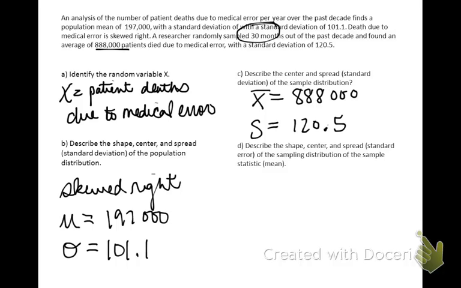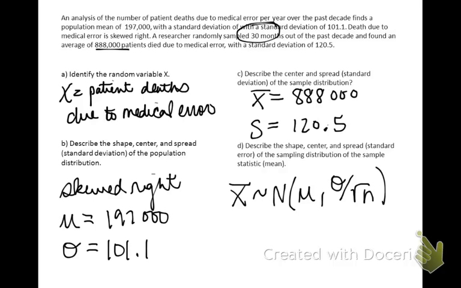Lastly, we should describe the shape, center, and spread of the sampling distribution of the sample statistic, and in this case, the statistic is a mean. For this, we'll use the central limit theorem, which says that X bar is normally distributed with mean mu and standard error sigma over the square root of n.